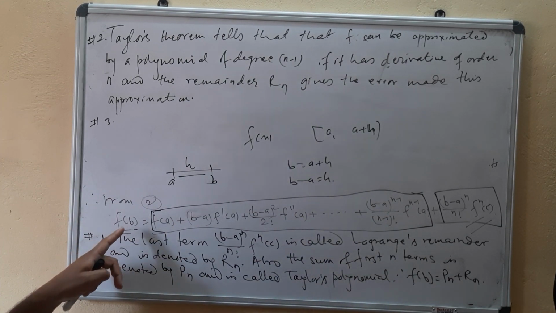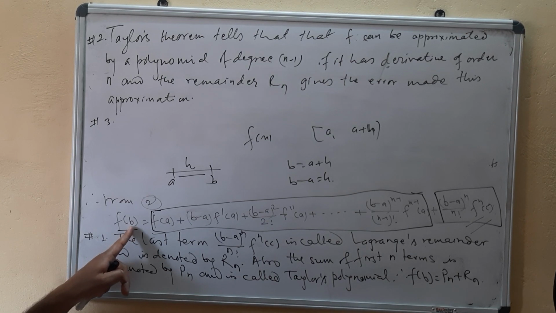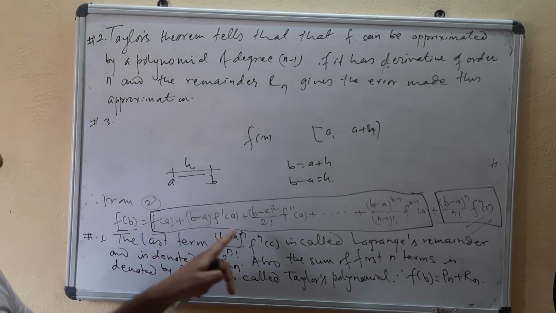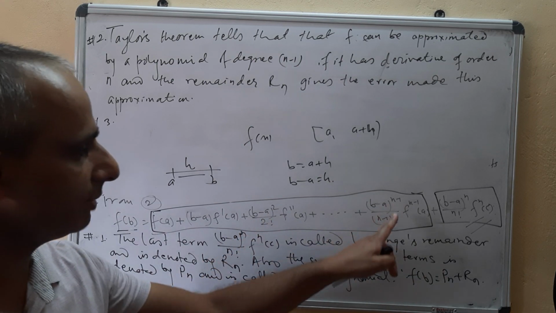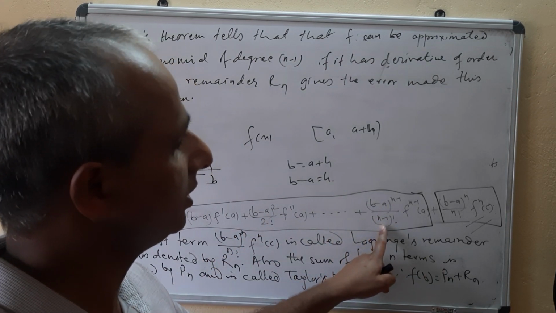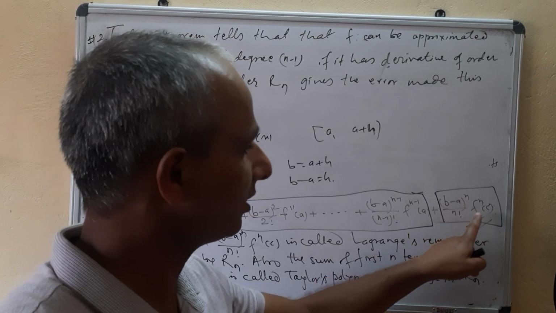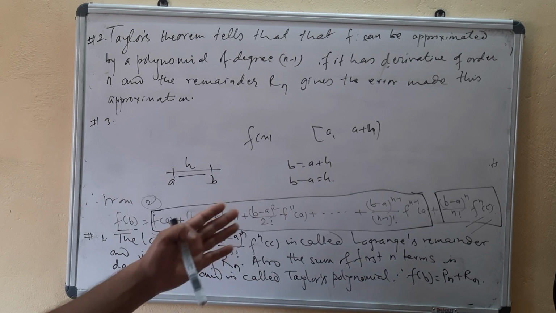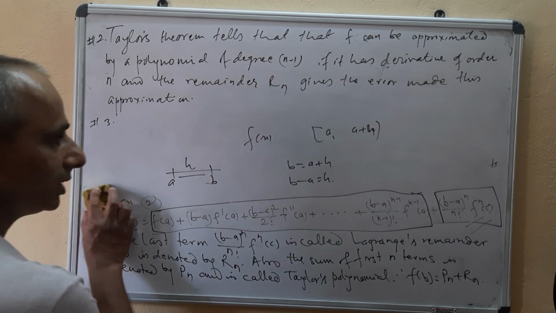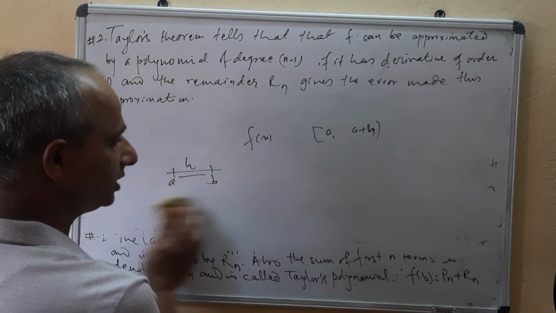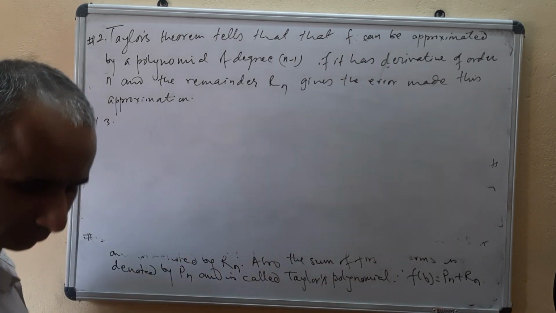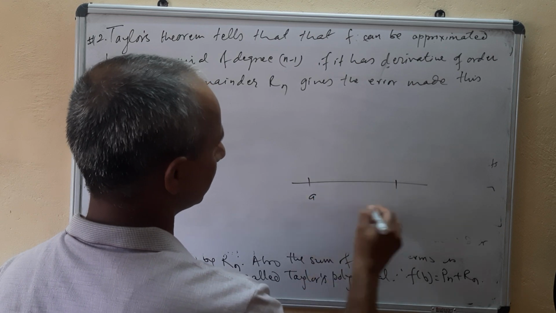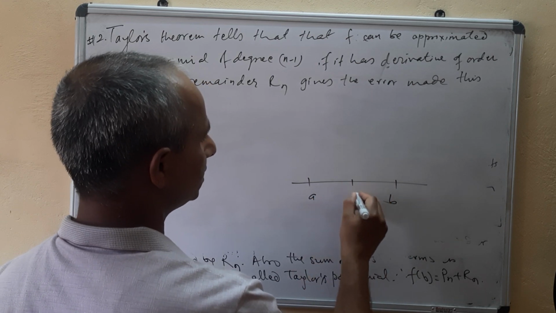In place of b there will come a plus h, and in place of b minus a, write h. Here h squared by 2 factorial, h to the n minus 1 over n minus 1 factorial, and here h to the n upon n factorial. But in place of c, write another expression. At first we chose c in this way: there is some number c between a and b.